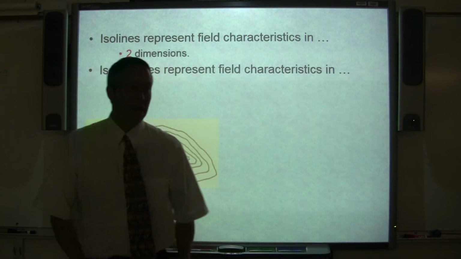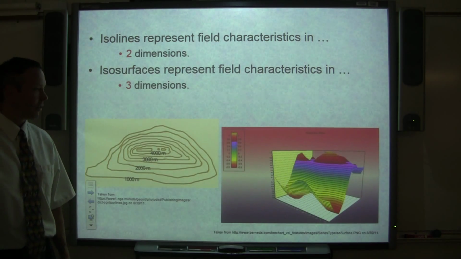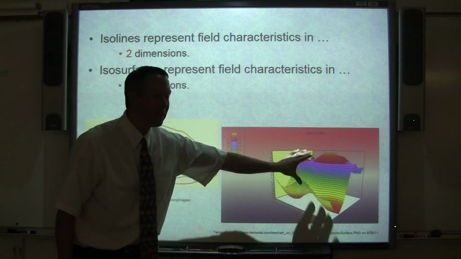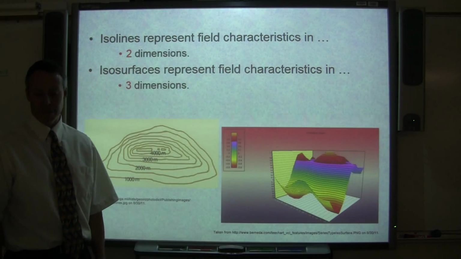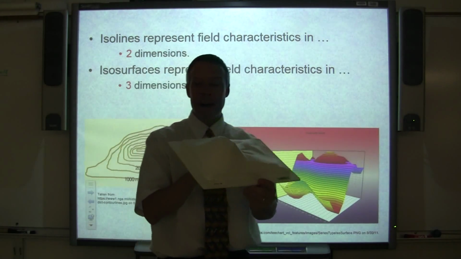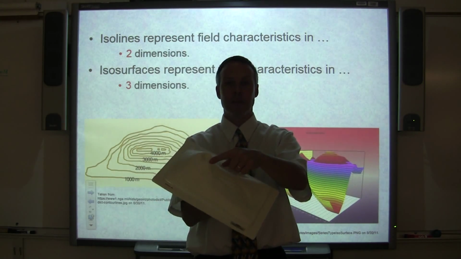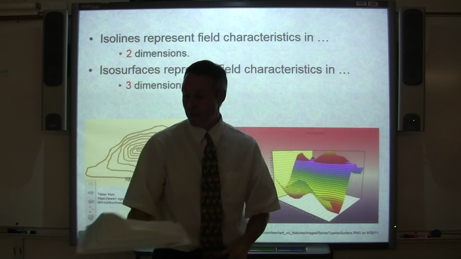Isosurfaces are different. Isosurfaces actually pop out at you. They are in 3 dimensions. So here's an example showing a 3-dimensional isosurface. Here's another example of a model that's an isosurface showing a hill, actually probably like a volcano because there's a crater at the top, but yet this is 3 dimensions.